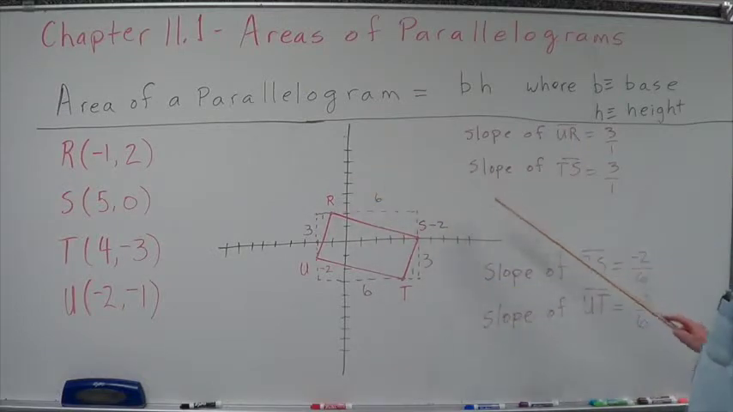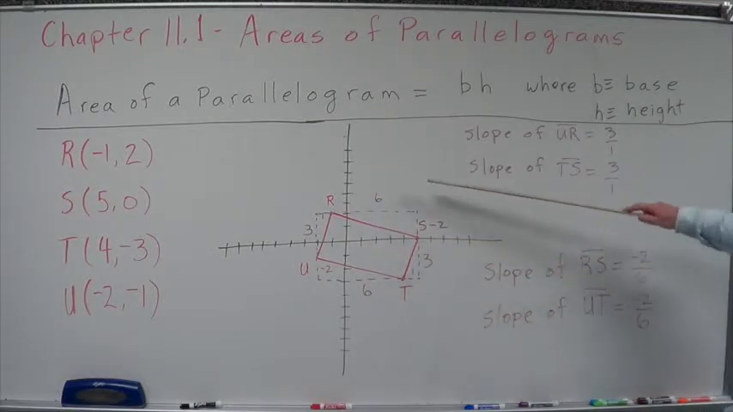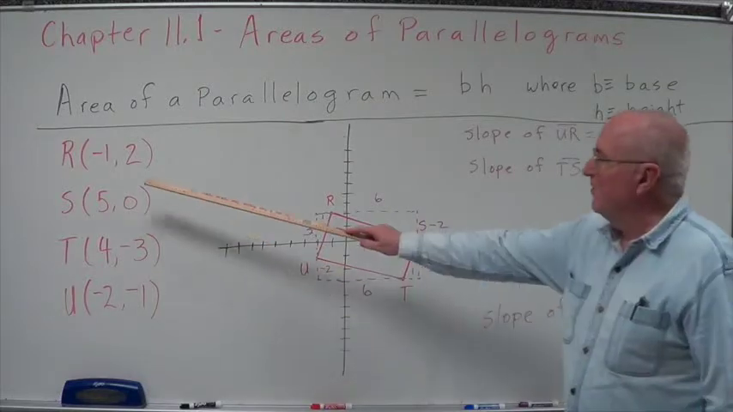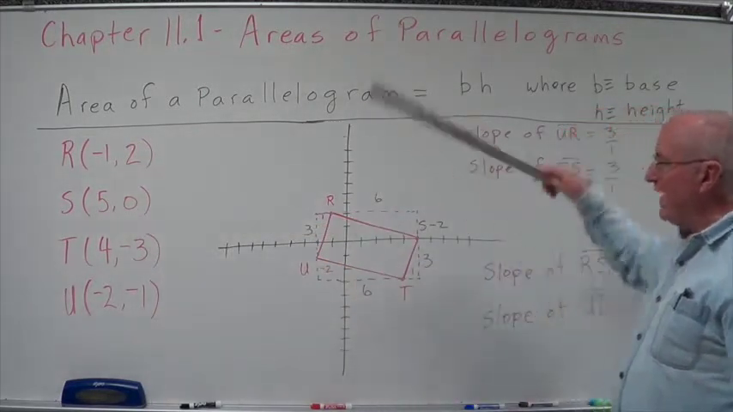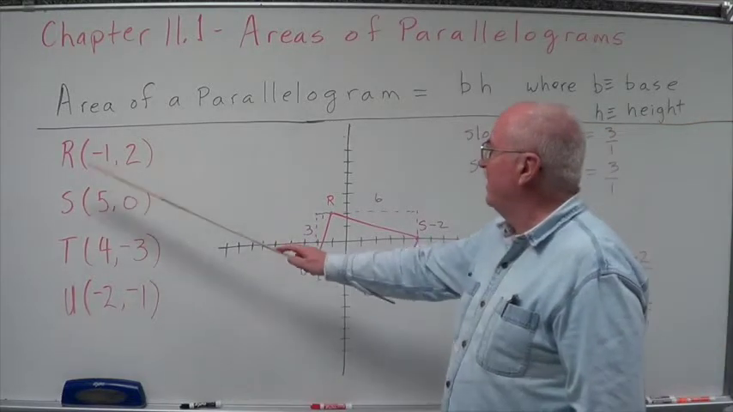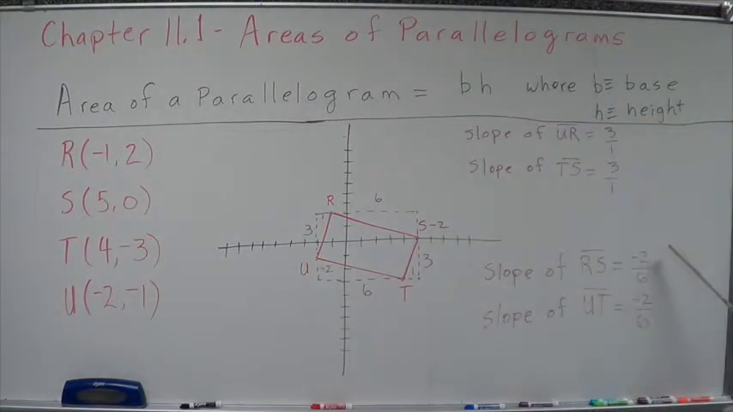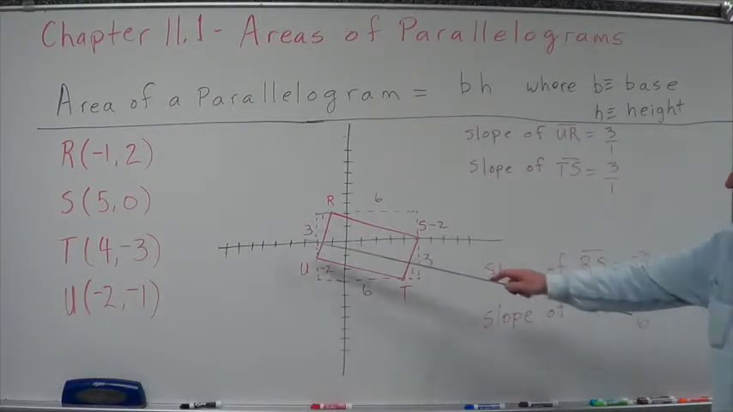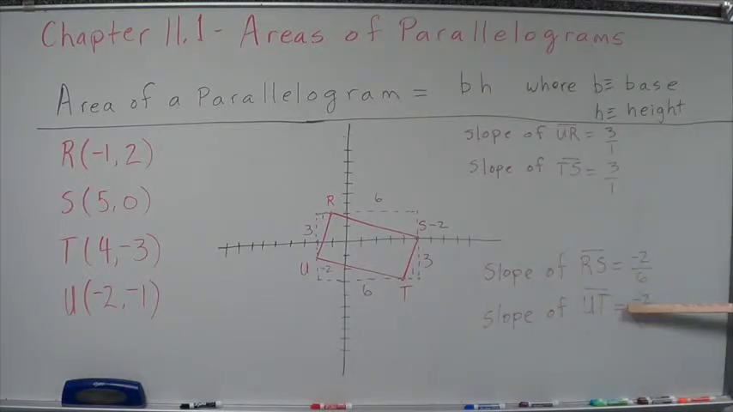Now let's look at R to S. What's the drop from R to S? Well, it drops from 2 to 0. That's a negative, so that's a -2. What's our run from R to S? Well, that's a positive from -1 to 5, so that's a positive 6. So our delta Y over delta X is -2 over 6. How about from U to T? It drops -2. It runs positive 6, the same thing. Got that? So these two are also parallel. So we have a parallelogram.